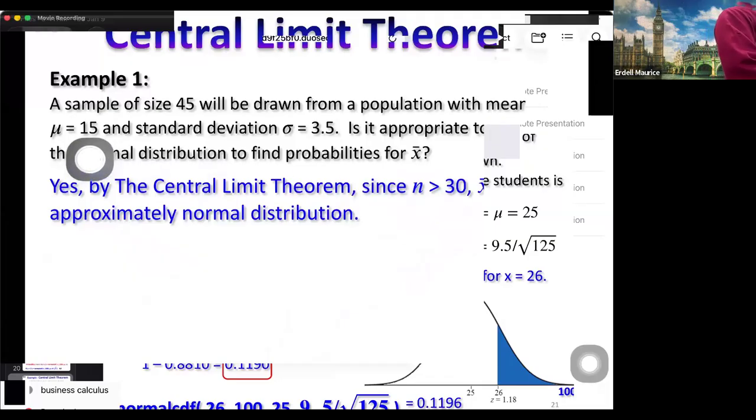Notice right here, they didn't tell you how the population was distributed. This population might be skewed to the left. This population might be normal. This population might be geometric. This population might be a Poisson distribution. This population might be uniform. They didn't tell us anything. Once the sample size is greater than 30, automatically the central limit theorem will hold.